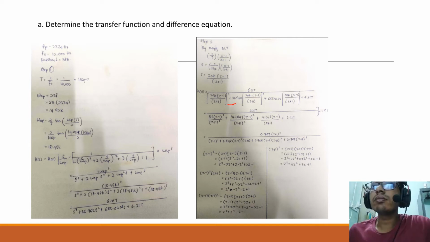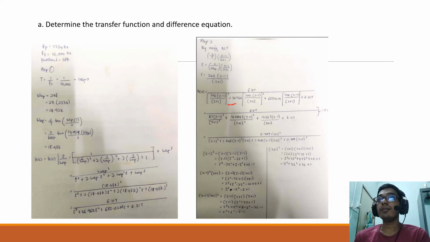add 40.784 tera times (z minus 1) power of 2 divided by (z plus 1) power of 2, and we need to add 30.66 tera times (z minus 1) divided by (z plus 1), and finally add 6.31 tera.